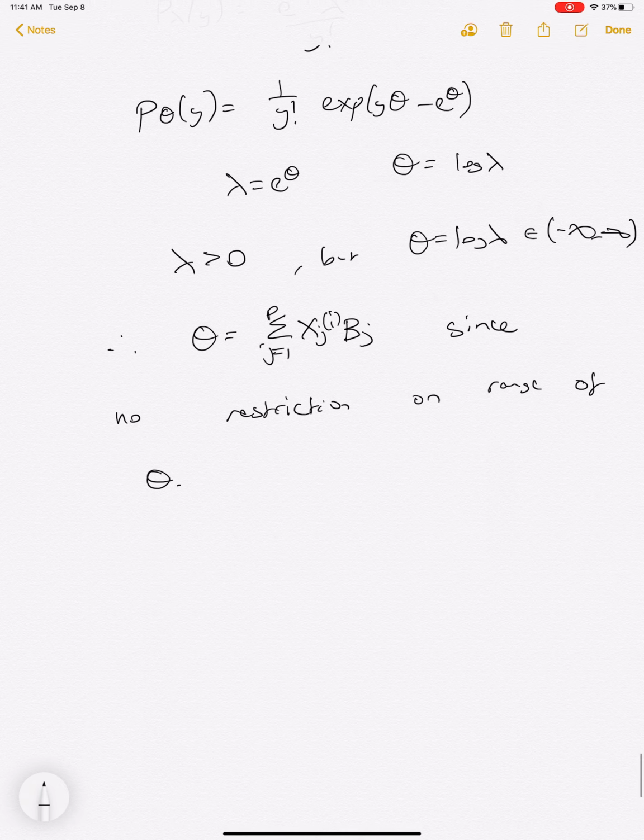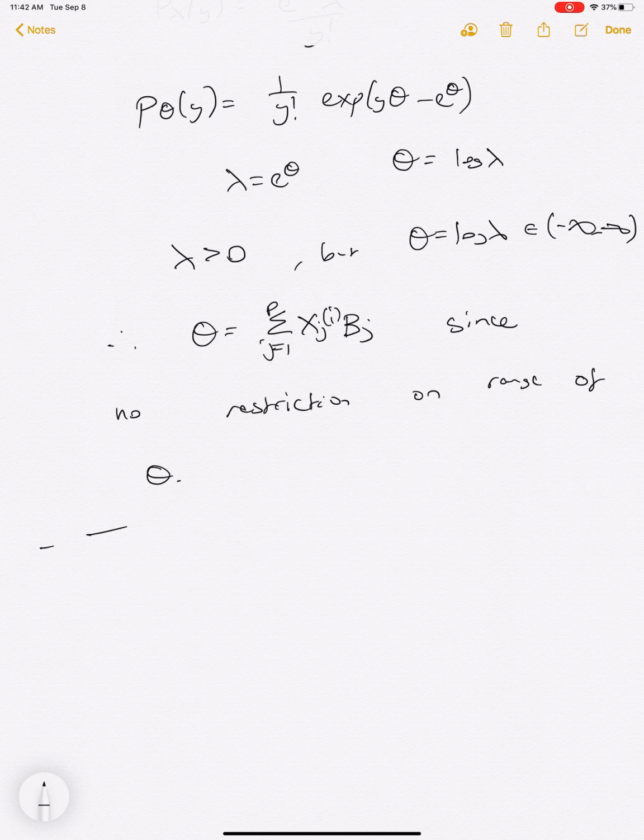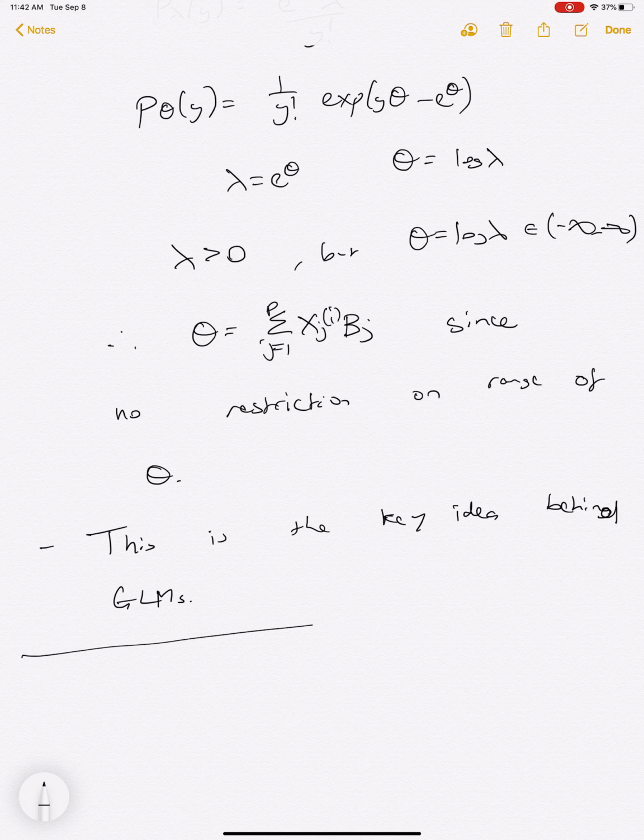Okay, and this is the key idea behind GLMs. Okay, so that'll be everything that I talk about today, and we'll delve into these issues in a lot more detail regarding exponential families and generalized linear models in the next lecture. Okay, thanks very much.